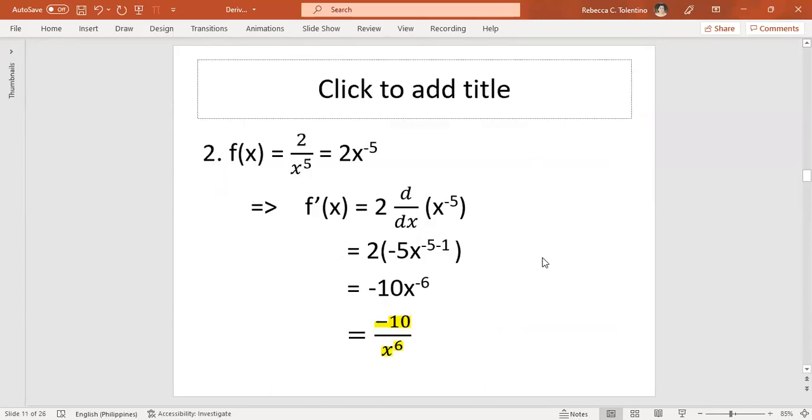So for 2 over x to the fifth, in the previous slide, we have the derivative. So this is going to be 2 times the derivative of x to the negative 5. The derivative of x to the negative 5 is negative 5 over x to the 6. So multiplied by 2, we have negative 10 over x to the 6.